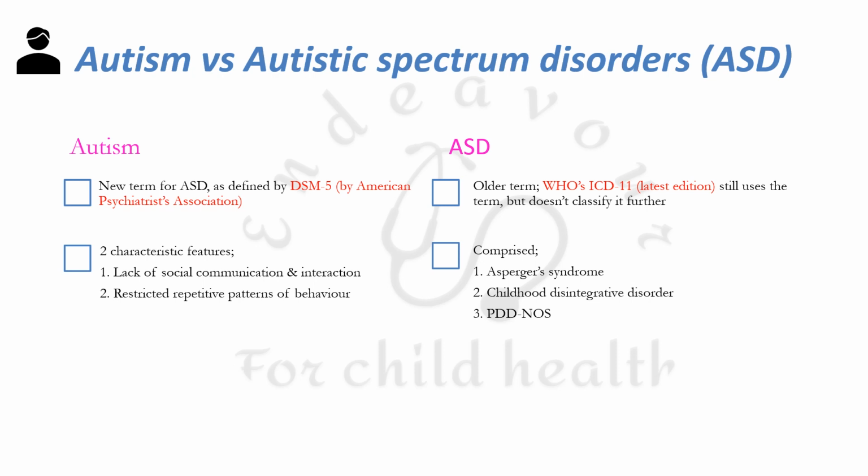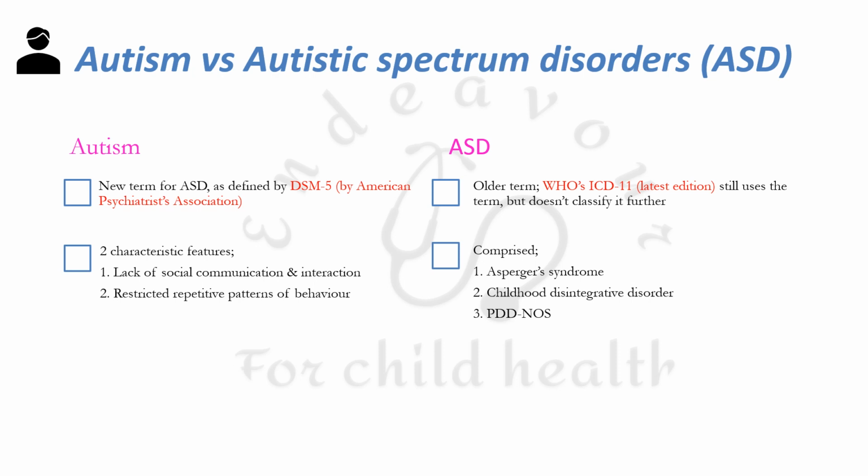Autism is basically a new term for autistic spectrum disorder, as has been defined by the Diagnostic and Statistical Manual 5th edition by the American Psychiatric Association. Autistic spectrum disorder is an older term which was used by the DSM-4 and all. The World Health Organization's International Classification of Diseases 11th, that is the latest edition, still uses this term, but it does not classify it further into different other diseases, as we'll see later.